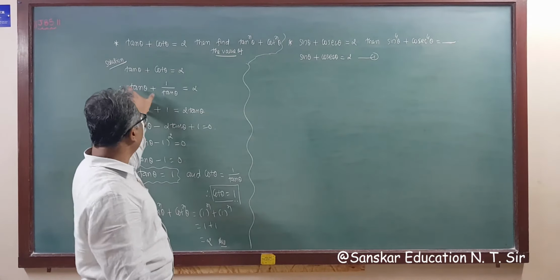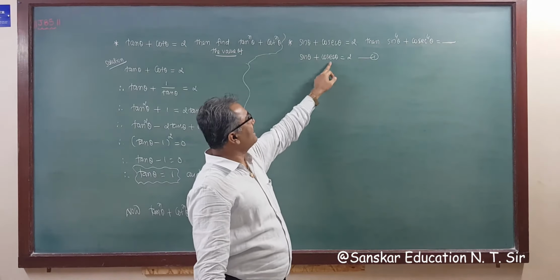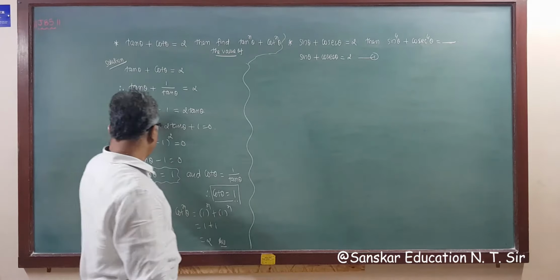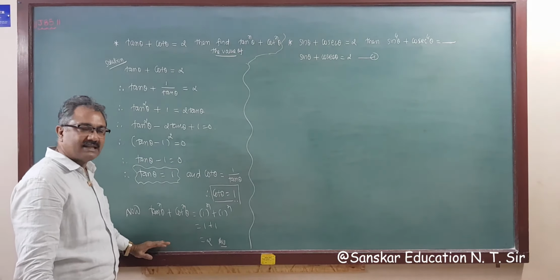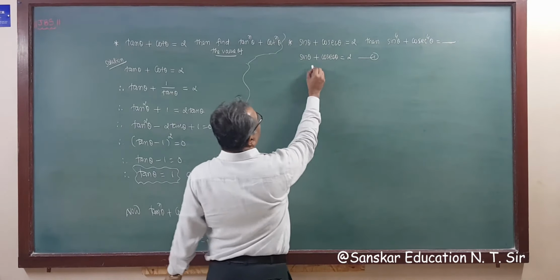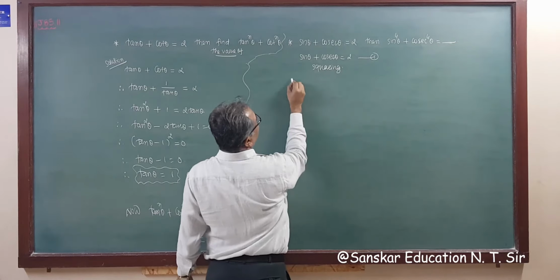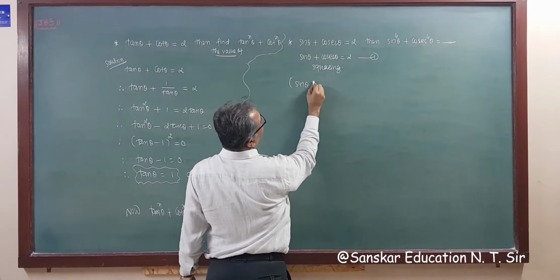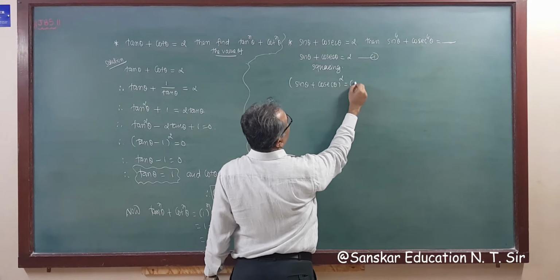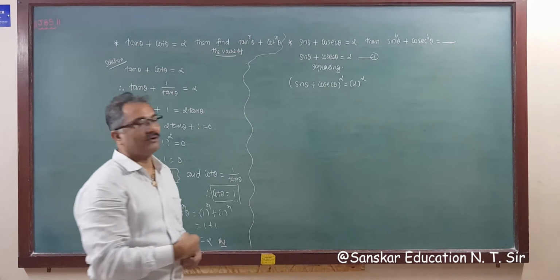I am not simplifying this way. If you want to simplify in this way, then cosec is 1 upon sine, the reciprocal of cosec is 1 upon sine theta, so you can simplify by squaring. But I am going to square both sides. So squaring, sine theta plus cosec theta whole square is equal to 2 square. This is your answer.